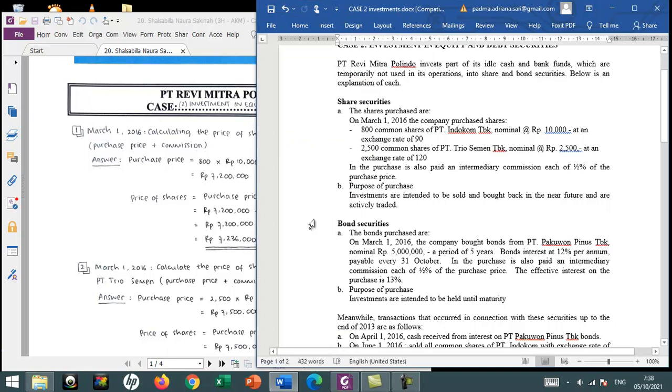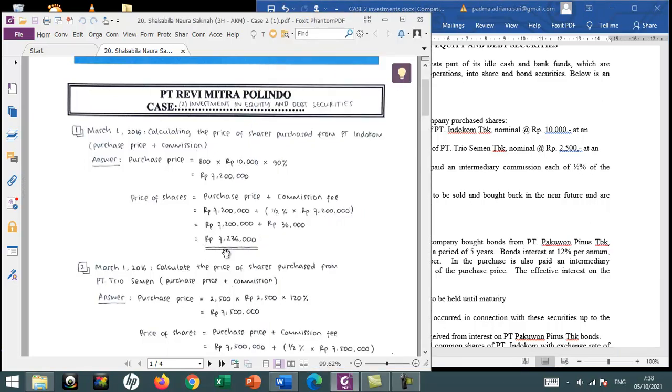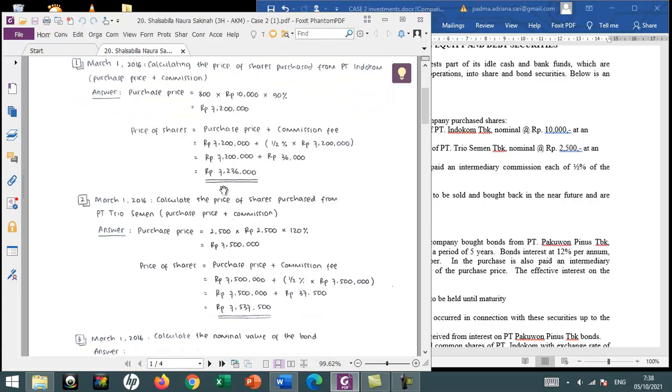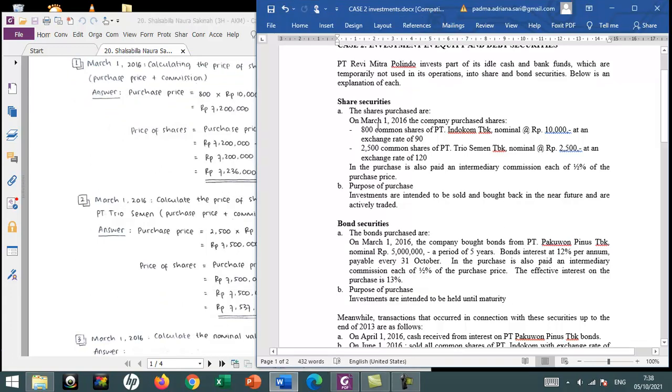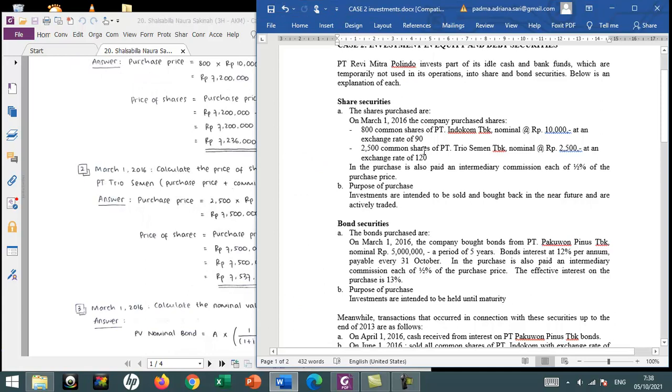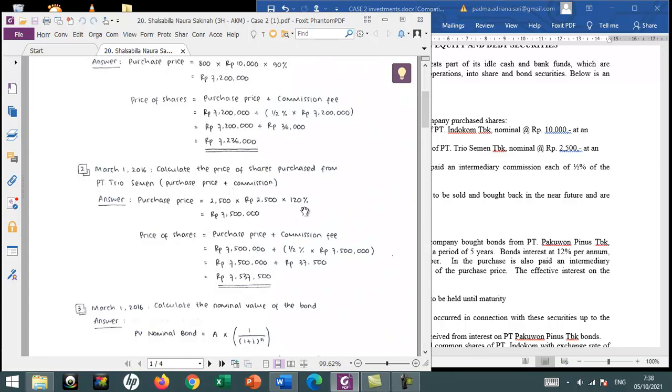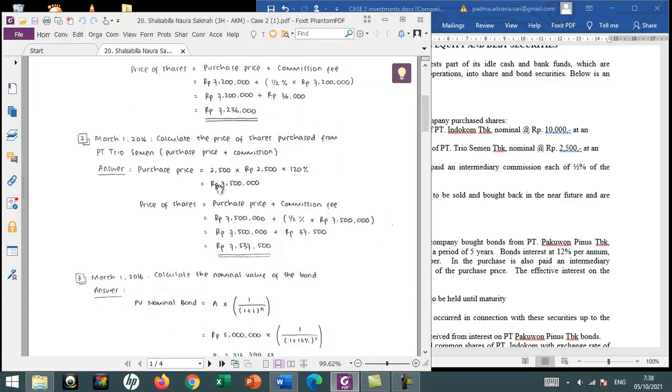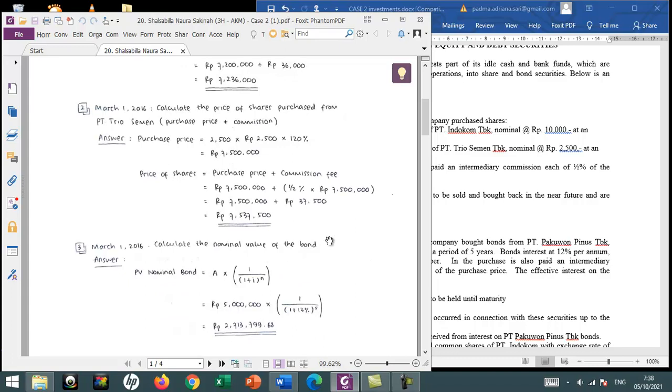Then the price of shares, we just need to add the purchase price with the commission fee. The commission fee is 0.5% of the purchase price, so it's 7,236,000. We do the same thing with PT Trio Semen. The purchase price is 2,500 common shares times the nominal value 2,500 and the exchange rate of 120%. Then you add the purchase price with the commission fee, and the total is 7,537,500 rupiah. This is already correct.